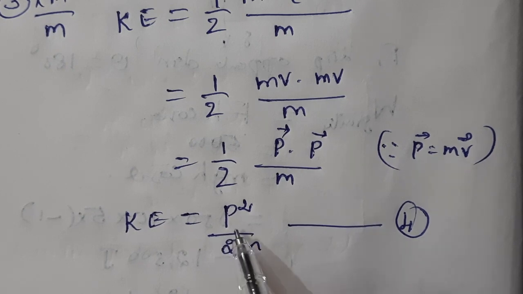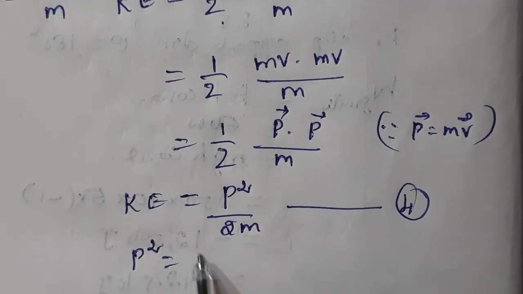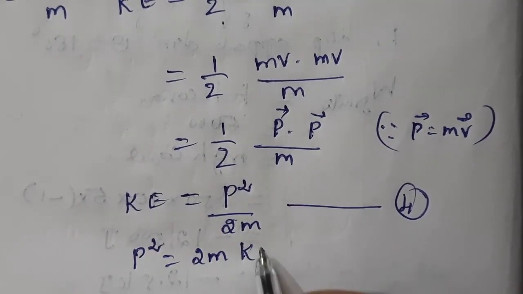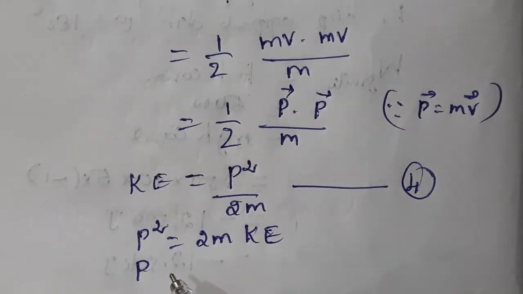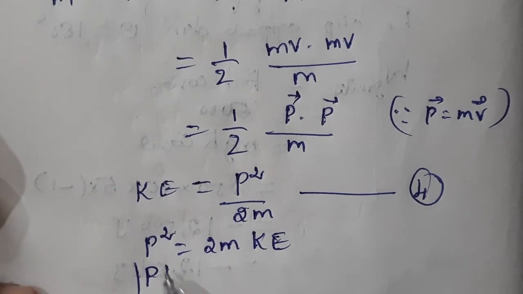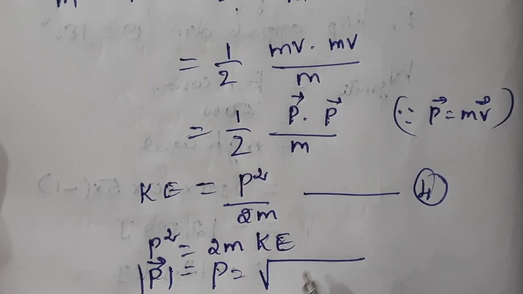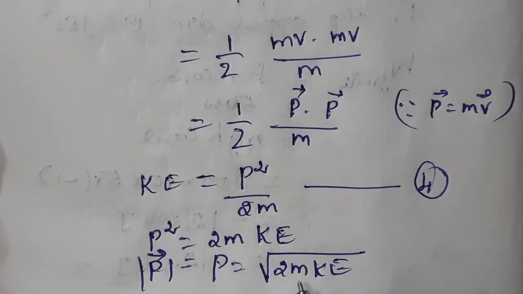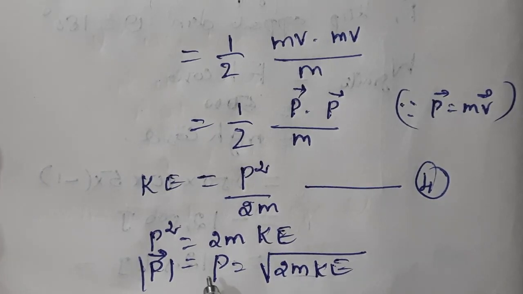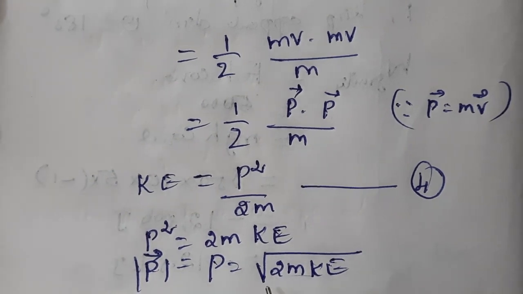And this p value, how can we write? That is p square equal to 2m into kinetic energy. Or else, for the magnitude, we can write p is equal to root of 2m into kinetic energy. This is the relation between momentum and kinetic energy. P is equal to root of 2m into KE.